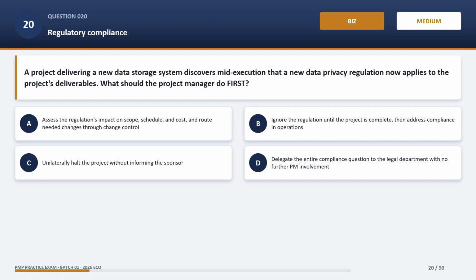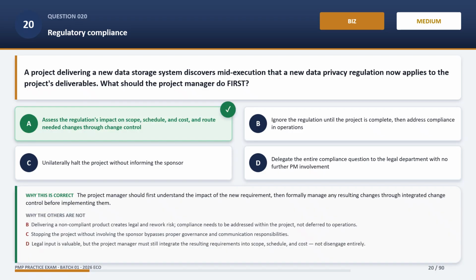The correct answer is A. Assess the regulation's impact on scope, schedule, and cost, and route needed changes through change control. The project manager should first understand the impact of the new requirement, then formally manage any resulting changes through integrated change control before implementing them.